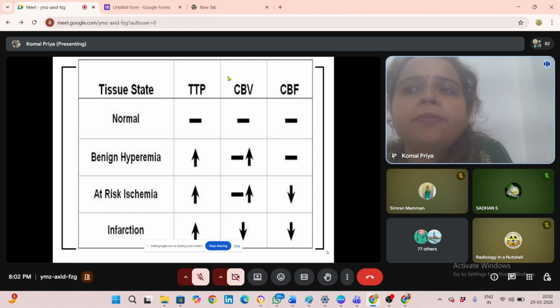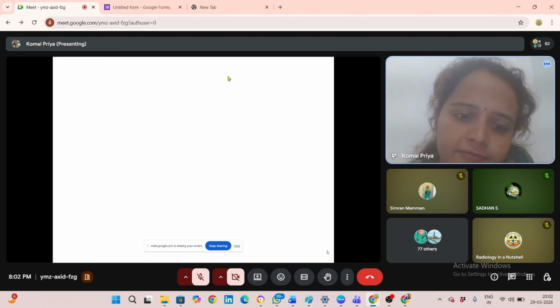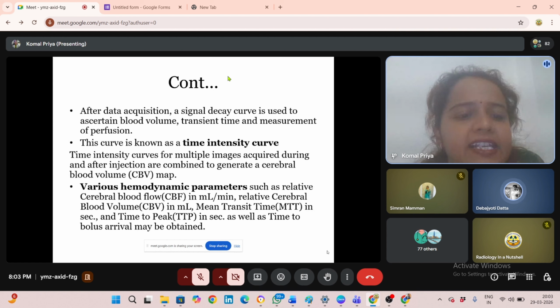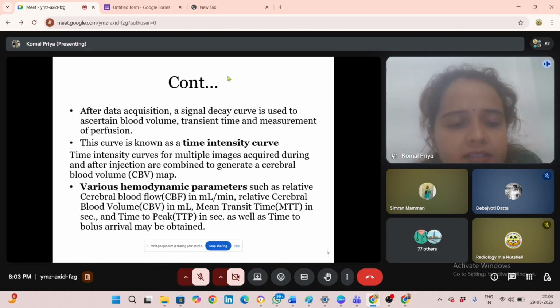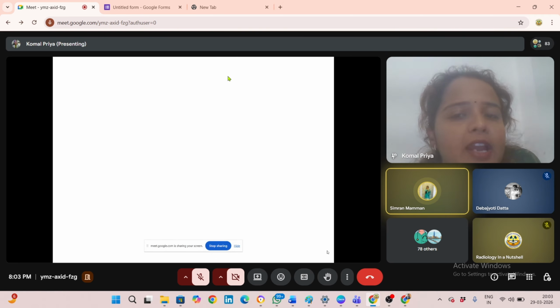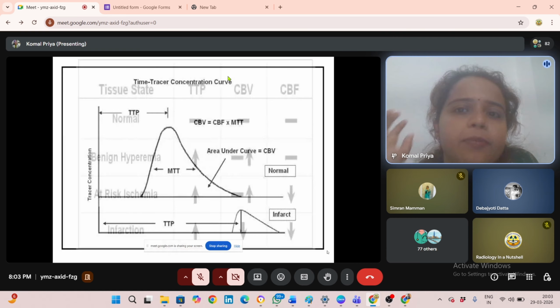Now, what is TTP? What is CBV and what is CBF? TTP is your time to peak. CBV is your cerebral blood volume, and CBF is your cerebral blood flow.